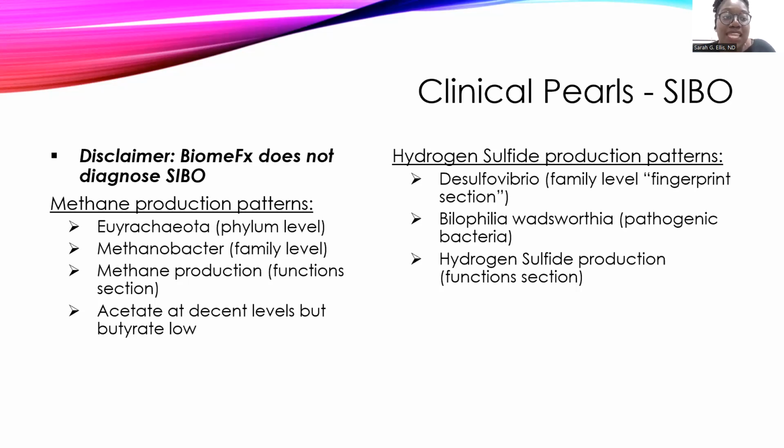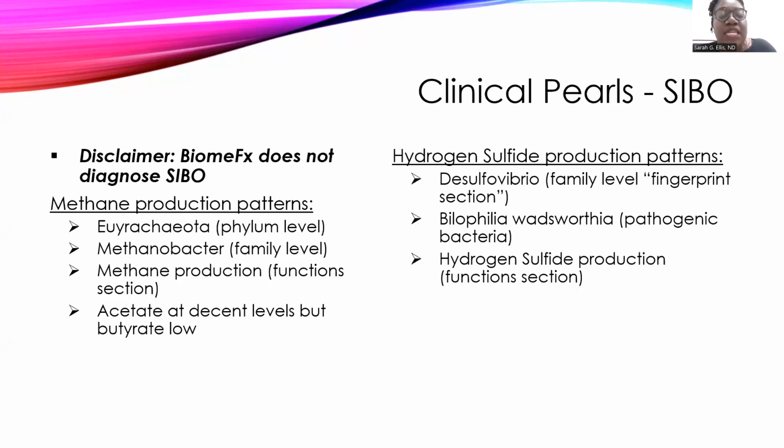Methane production can be linked to the presence of SIBO. And so at the phylum level, you may see increased amounts of the Euryarchaeota phylum. You may see an increased presence in the Methanobacteriaceae family. Methane production in the function section may be elevated. And you will often see that the patient is making decent amounts of acetate, but the butyrate levels are very low.